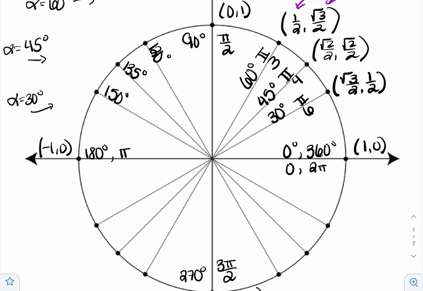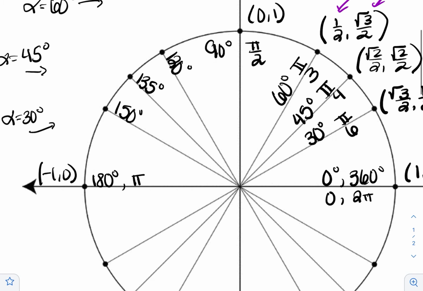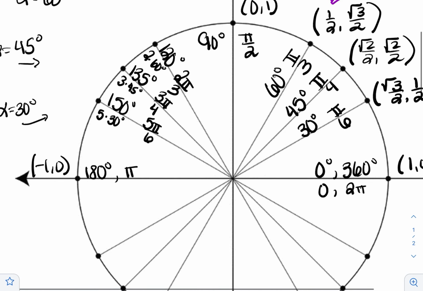And then to do the radians, use the reference angle. So the first one, I'm using 30 degrees. So 5 times 30 gives me 150. 30 degrees is pi over 6, so this is 5 pi over 6. 135 is 3 times 45 degrees. So this is going to be 3 pi over 4. And 120 is 2 times 60 degrees. So this is going to be 2 pi over 3. So again, you don't have to memorize, just think about which reference angle you're using.